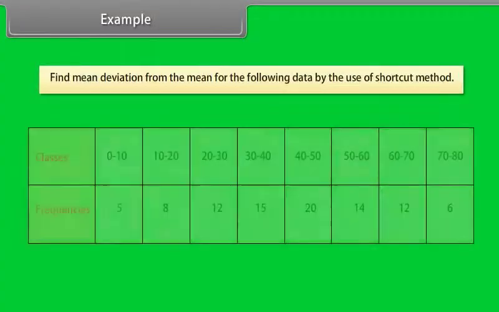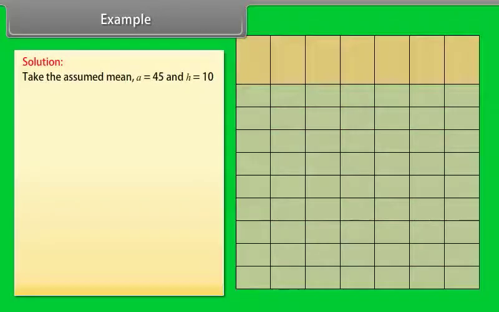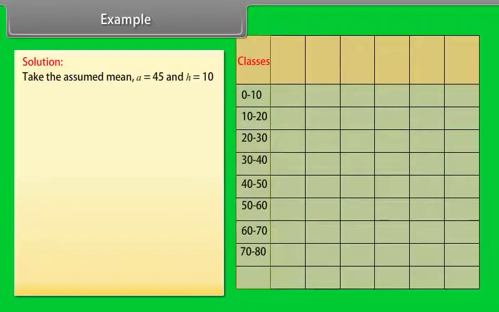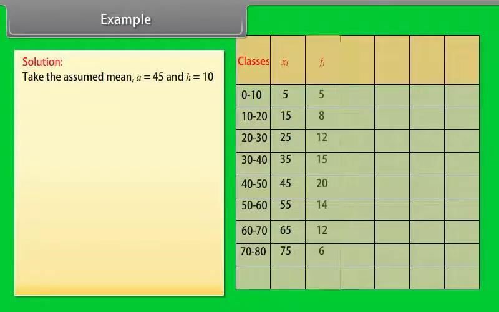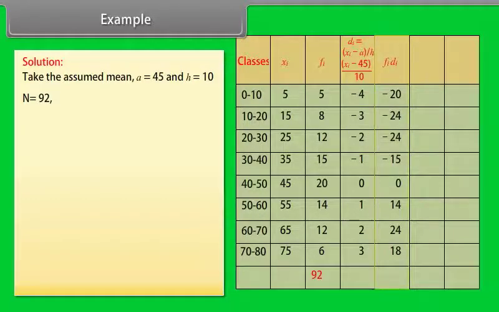Example: find the mean deviation from the mean for the following data by the use of the shortcut method. Solution. In the first column, we have written the classes as given. In the second column, the mid-values of each class are written as xi. In the third column, we have written the frequency as given, and their sum is found to be 92. In the fourth column, we find the difference between xi and a divided by h, denoted by di. In the fifth column, we find the product fi and di, and it is found to be minus 27.